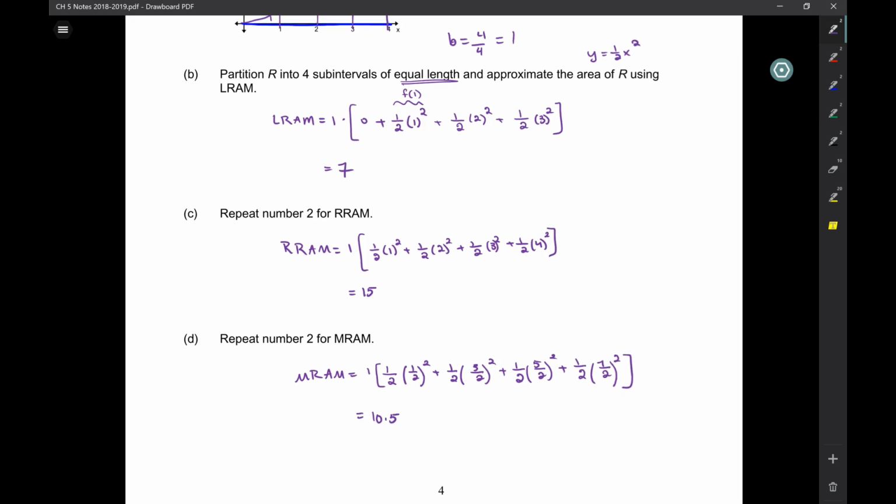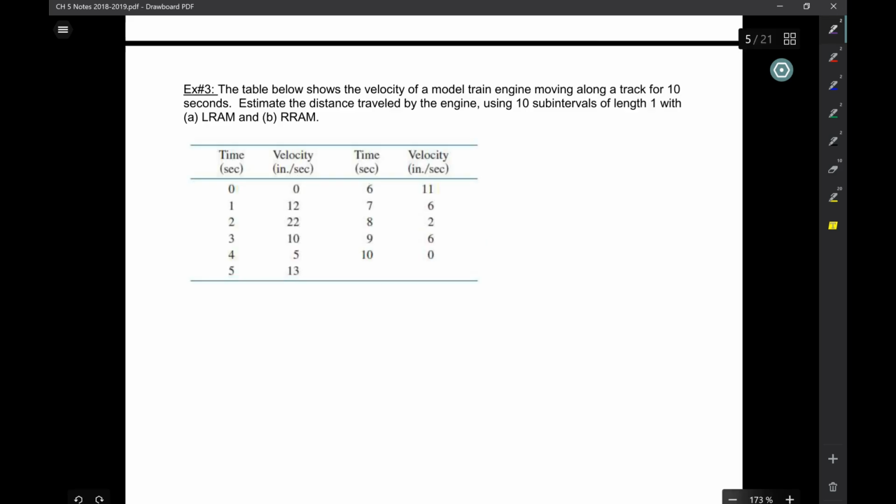Okay. Does it make sense that your MRAM is always a value in between the LRAM and the RRAM? Of course it does, right? You could be given a function for your velocity, right? Or what if you don't have a function for your velocity? What you have instead is a carefully constructed timetable.